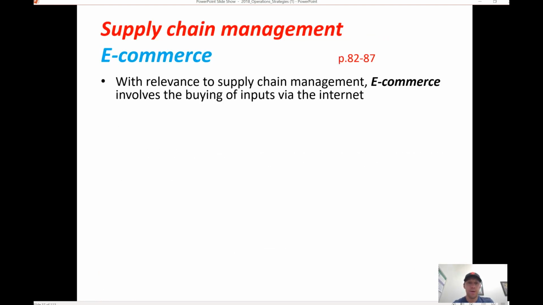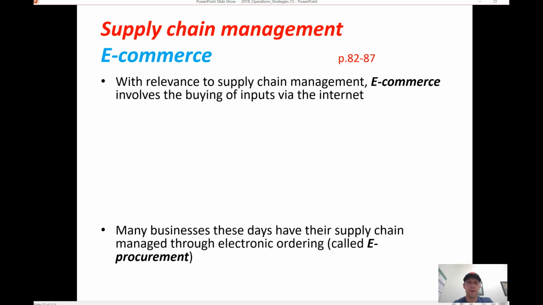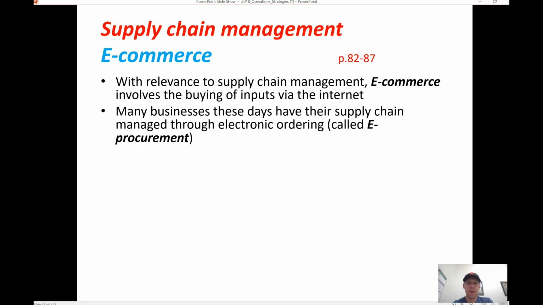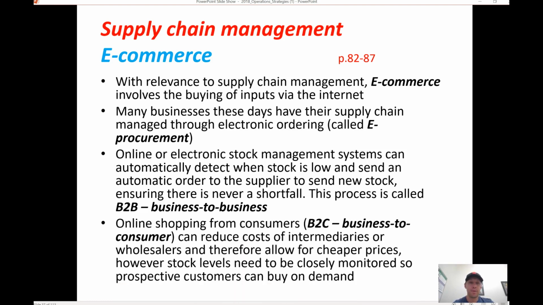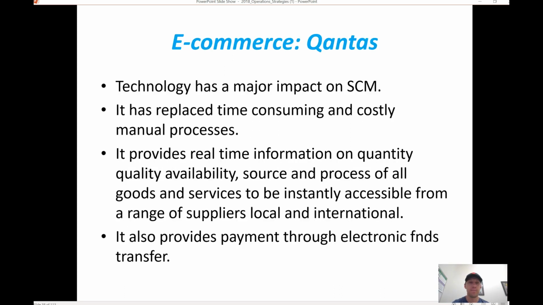In terms of e-commerce, with relevance to supply chain management, e-commerce really is involving the buying of inputs via the internet. So many businesses have their supply chain managed through electronic ordering or e-procurement. Online or electronic stock management systems can detect when stock is low and send an automatic order to that particular supplier. And that's called business-to-business e-commerce. And online shopping from consumers, i.e. business to consumer, can reduce costs of intermediaries, and it also can reduce the complexity of your supply chain and the cost involved in running or managing your supply chain.